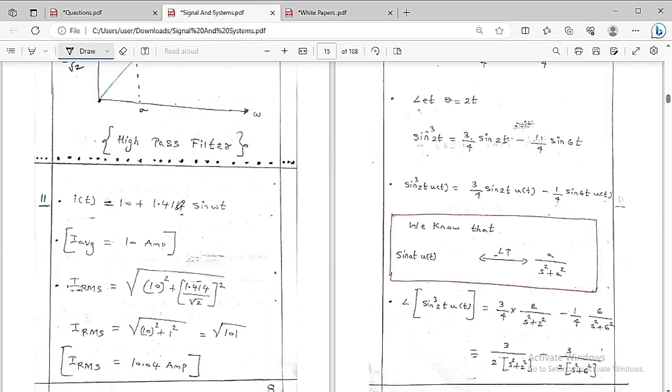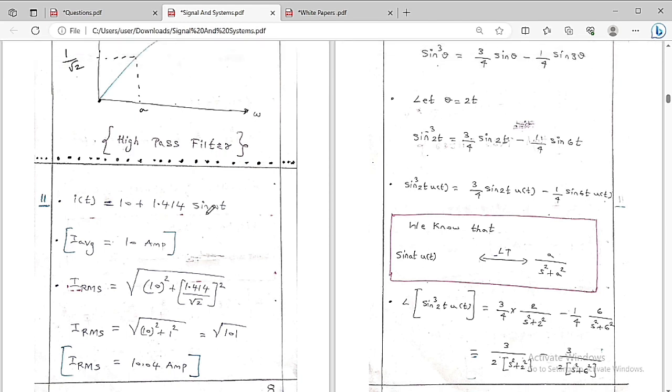As you can see clearly, I am going to write the expression: i(t) is equal to 10 plus 1.414 sin omega t. The DC current is 10 ampere and this is the AC or sinusoidal current having a peak value of 1.414. Now we have to find the average value of the current. The average value that we are going to get is 10 ampere.